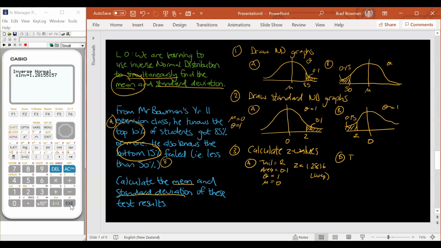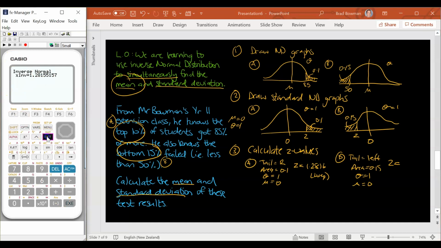Part B. If you have a look above, that's a left tail. The area relates to the probability, and we had 0.15. The standard deviation is 1 and the mean is 0. From that, we can find our z value and enter that into our calculator.